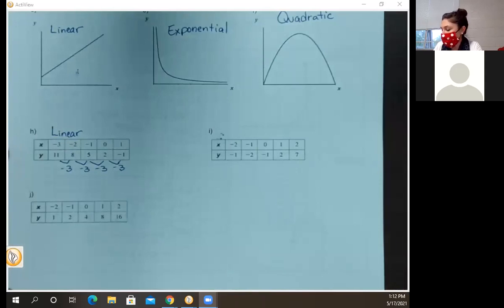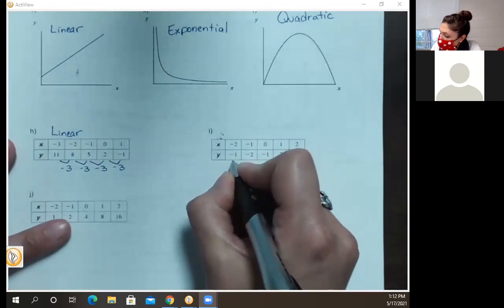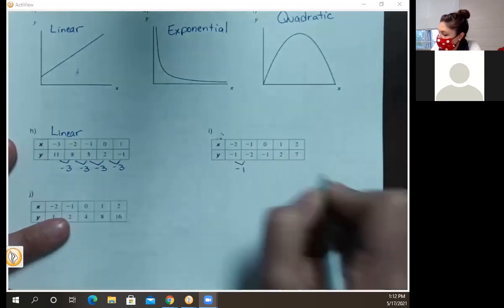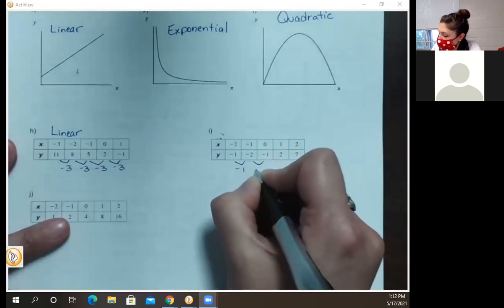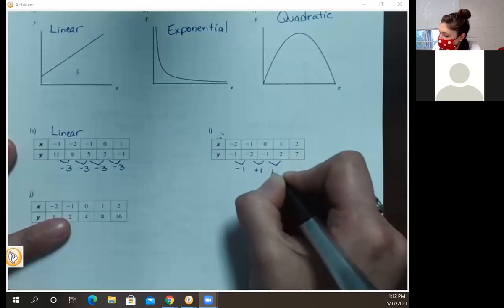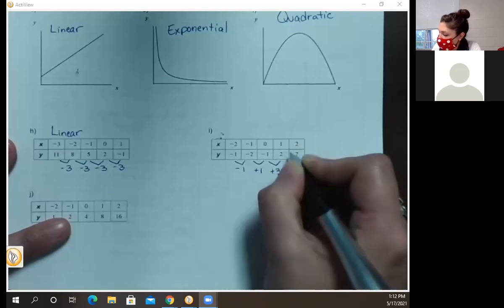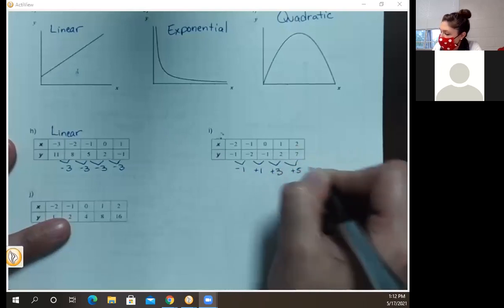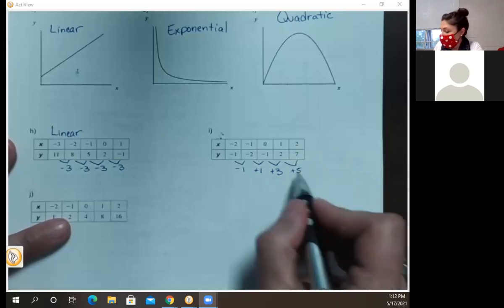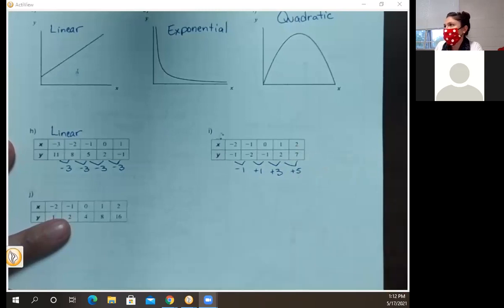Let's take a look at I. I'm going to start the same way. What am I adding or subtracting from these Y values? So to get from -1 to -2, I would have to subtract 1. To get from -2 to -1, I would be adding 1. From -1 to 2, that means I'm adding 3. And from 2 to 7, I'm adding 5. So this is not a linear function because all of these numbers are different.